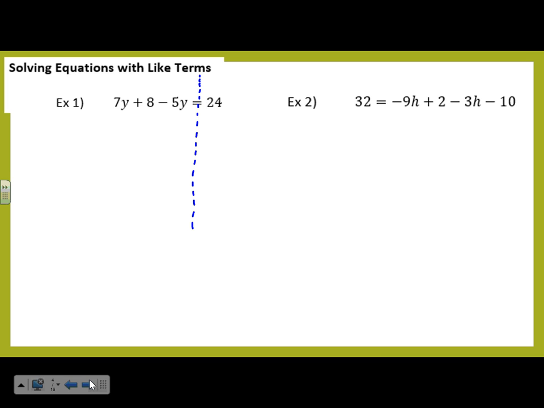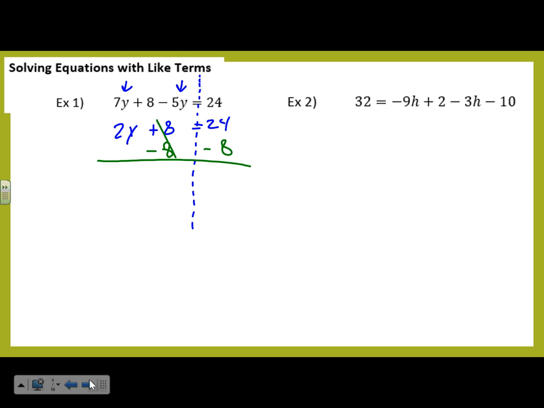So instead, since 7y and 5y are on the same side, all I'm going to do is put those together. So I have a 7y and a negative 5y. I treat that like a negative. That's going to give me 2y. Just combine those. Plus 8 is equal to 24. And now I need to get the 8 to the other side, so now I'm canceling, but it's because I can do it on the other side as well.